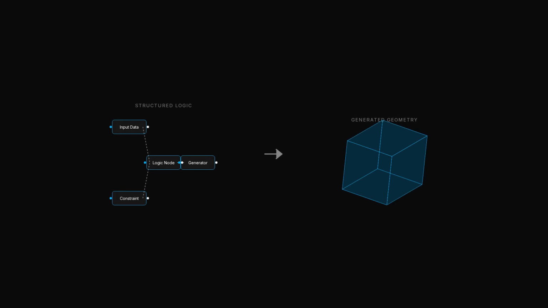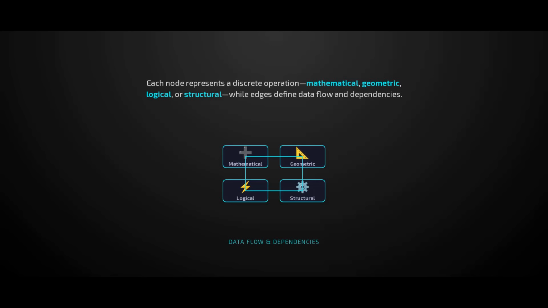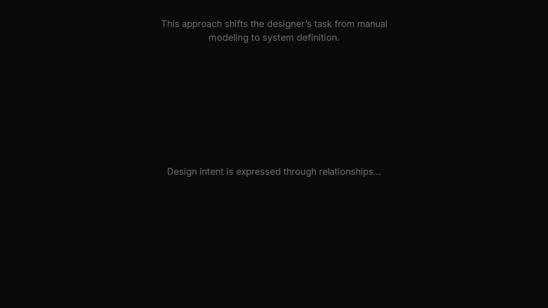Instead of exposing users to low-level geometric operations, the editor enables the construction of parametric systems through interconnected nodes. Each node represents a discrete operation, mathematical, geometric, logical, or structural, while edges define data flow and dependencies. This approach shifts the designer's task from manual modeling to system definition.